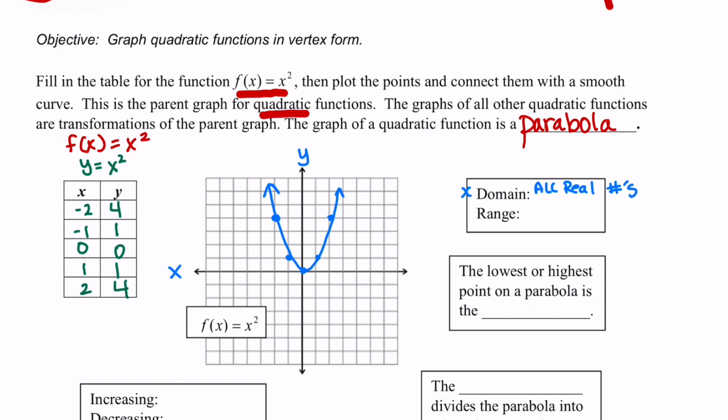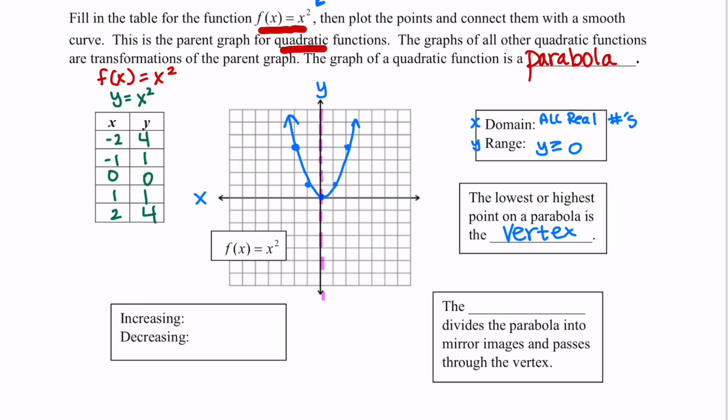The range has to do with the y values. We're going to start at the bottom and see where it goes. So it's starting at the point 0, and then y will continue to go up. So y is always going to be greater than or equal to 0 on the graph y equals x squared. Now the highest or lowest point on the parabola, right here is the lowest point. This would be called the vertex.